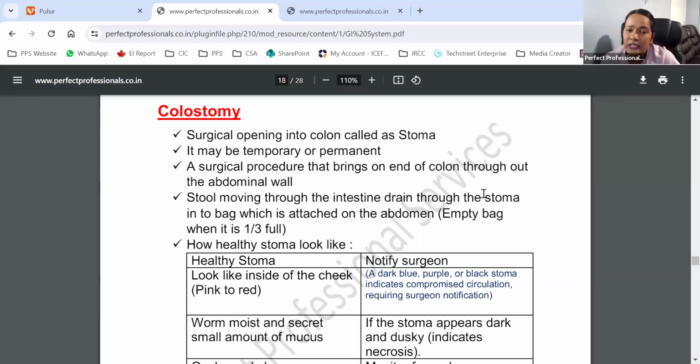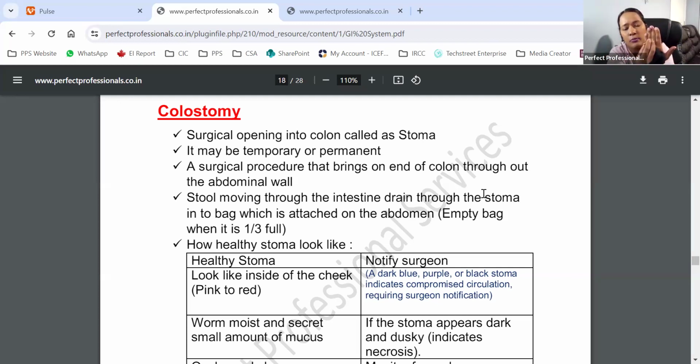A surgical procedure that brings on the end of the colon through the abdominal wall. Okay. This is the abdominal wall, and behind it is our intestine, the colon. There is a problem, we are doing some surgery. It can be temporary or it can be permanent. We are making the incision on the wall of the abdomen. Then this intestine we are pulling through this and we are making one stoma.